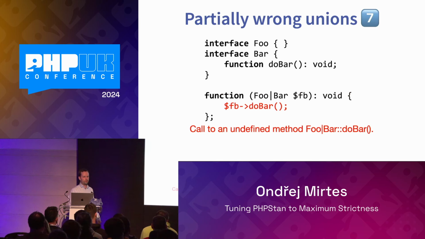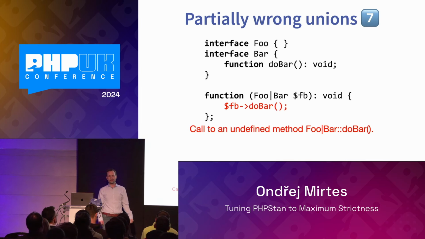Level 7 is about partially wrong unions. So let's say that you have two interfaces or two classes, and only one member of this union has the method that we are calling. So we have foo or bar, and we are calling a method that's only on bar interface. Up until level 6, PHPStan is satisfied with this code because the method exists at least on one of the types in the union.